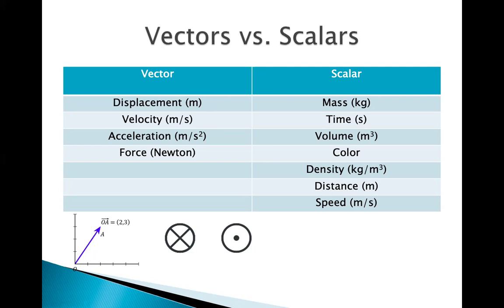And by the way, displacement, velocity, acceleration, and force, we refer to these as one-dimensional, along a straight line. When we talk about multidimensional, they are not along straight lines. Okay, so these are different vectors and scalars.